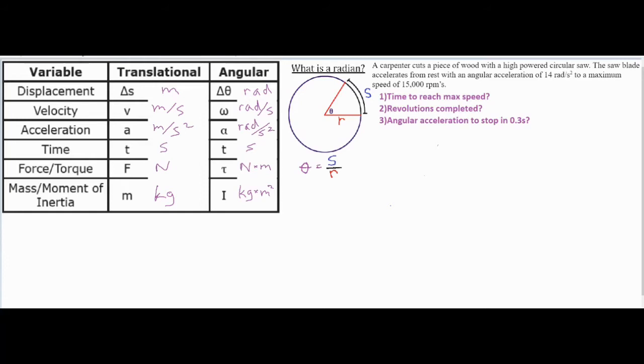We have a couple variables that we want to go ahead and label. We have the initial angular velocity, which is 0, because it's saying it's starting from rest. We have an angular acceleration, the alpha, 14 radians per second squared. And then we also have the maximum speed, which is basically our final speed.